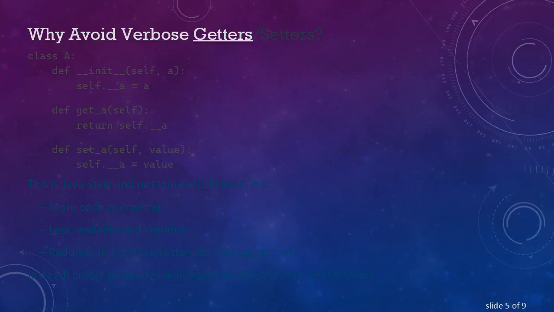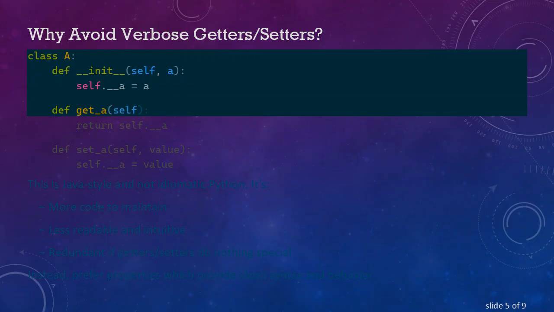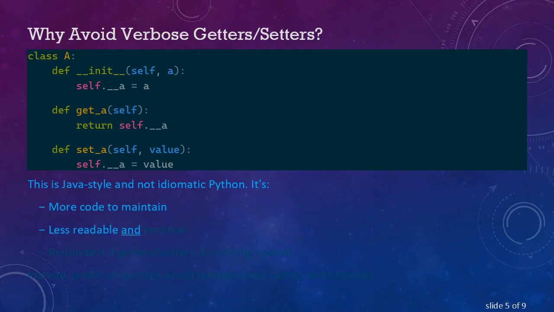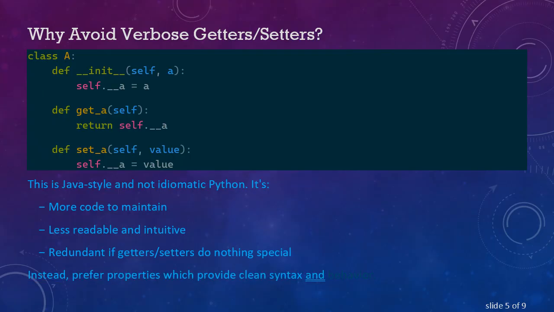Why avoid verbose getters/setters? This is Java style and not idiomatic Python. It's more code to maintain, less readable and intuitive, and redundant if getters/setters do nothing special. Instead, prefer properties which provide clean syntax and behavior.